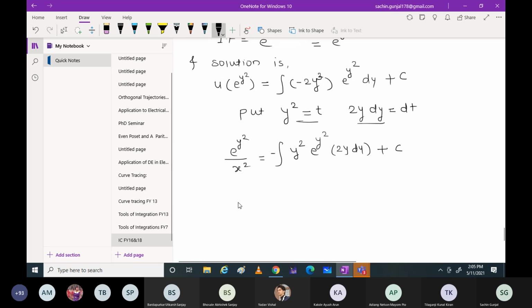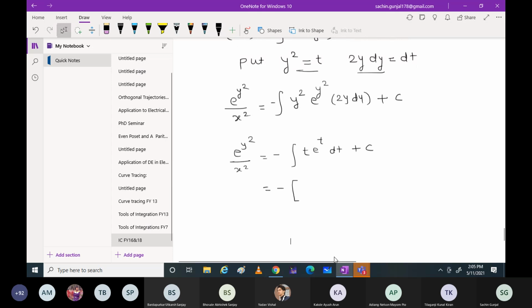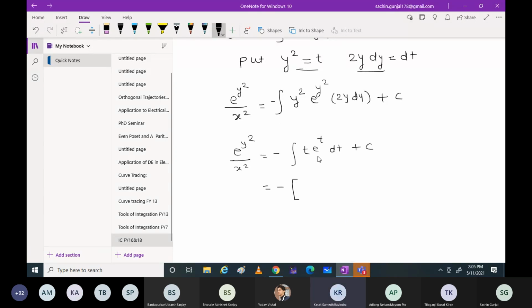So e raised to y square upon x square is equal to minus, y square is t, e raised to t, 2y dy is dt, plus c. Okay. So which is equal to, now apply by parts here. So what is first function and what is second? First is t and second is e raised to t. Yeah, correct. So t into integration of e raised to t is e raised to t minus integral derivative of t is 1 into integration of this is e raised to t dt plus c.